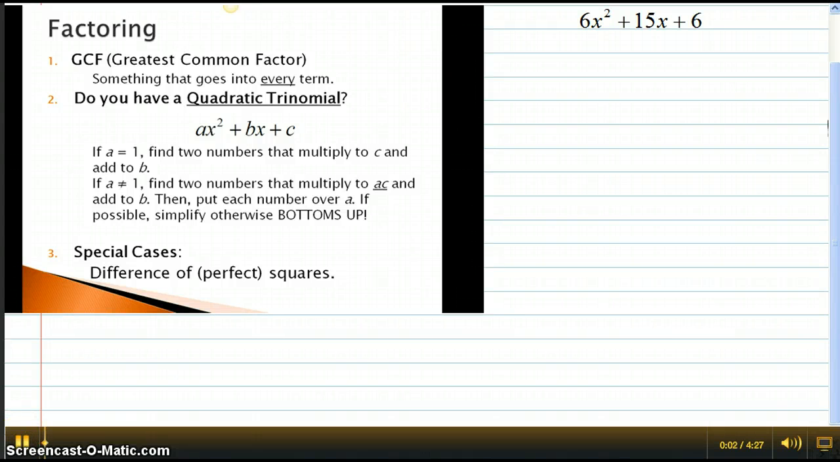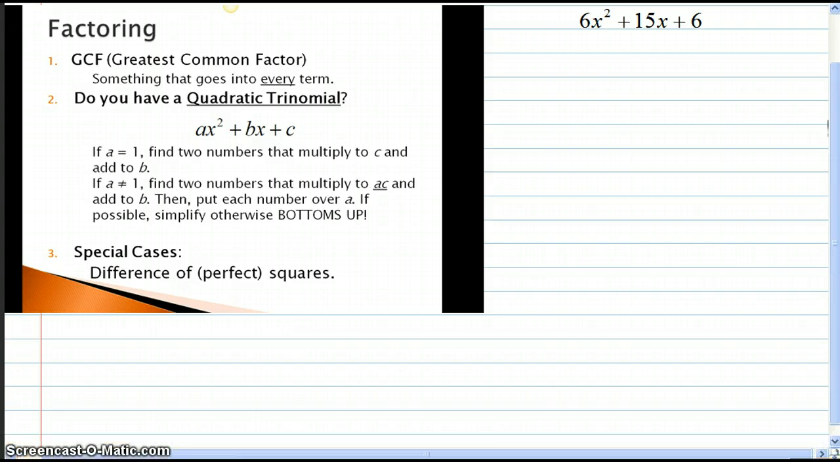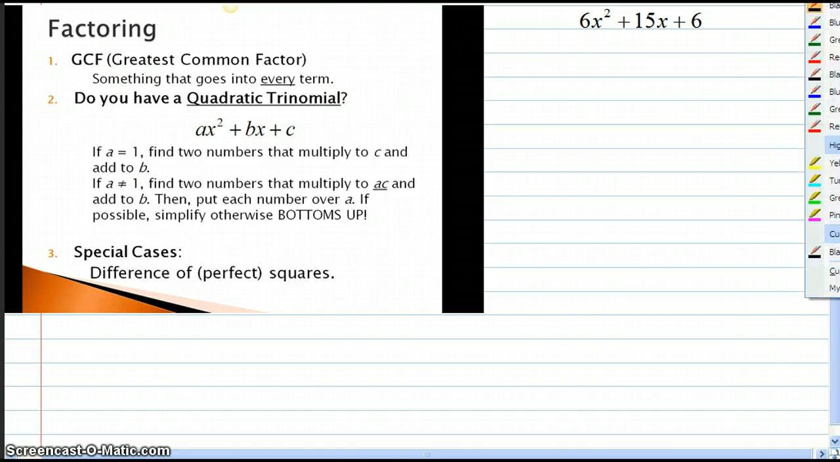Okay, so previously in class, you learned about factoring, and over here on the left we have our steps for how to factor a problem. We're going to go through these steps to factor the example 6x squared plus 15x plus 6.